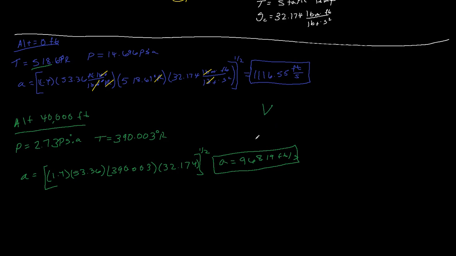Now, why is this speed of sound less than this one? Well, because of the temperature. Our temperature at 40,000 feet is a lot less than at 0 feet. Okay, and that's basically the only thing that's changed in this situation. Pressure really doesn't matter, it just has to do with temperature. So, as you can see, you're going to get a different speed of sound depending on the temperature and the gas properties. So, you know, helium's going to be different. You know, it's going to vary. So it's not just a constant number.